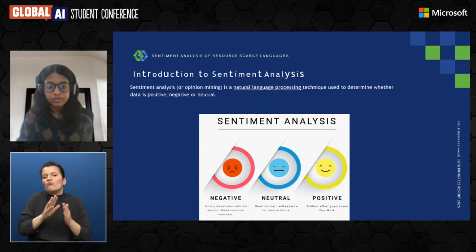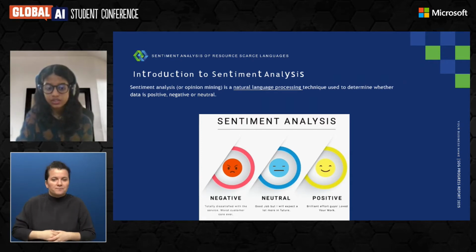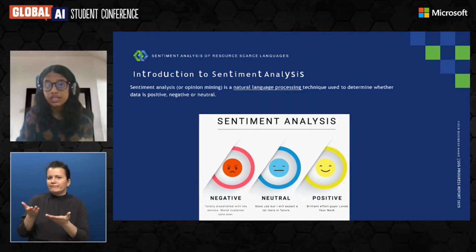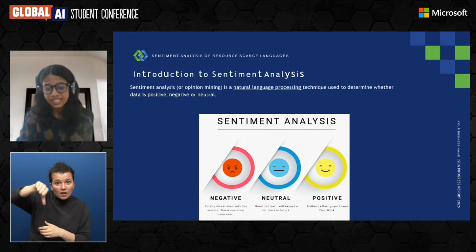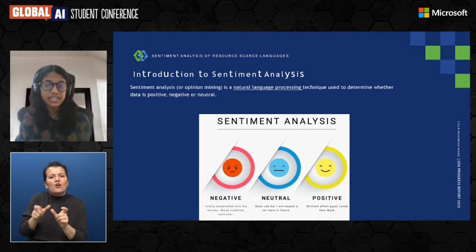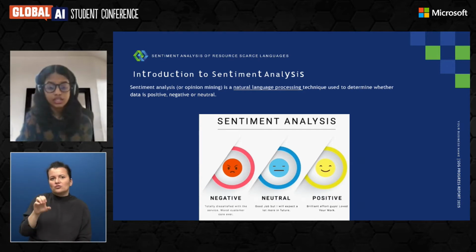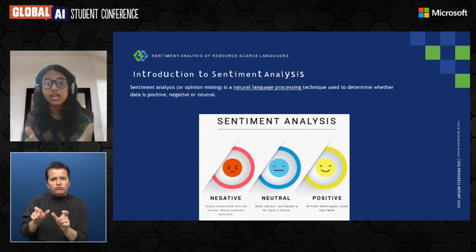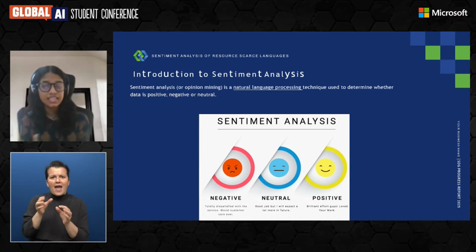Let's take, for example, "Totally dissatisfied with the service, worst customer care ever." When we look at the sentence, we immediately know that it's a negative sentence. But how did we know that? We got the adjectives there. "Totally dissatisfied" is a negative emotion, and "worst" is a negative emotion. So we conclude that this sentence is negative.